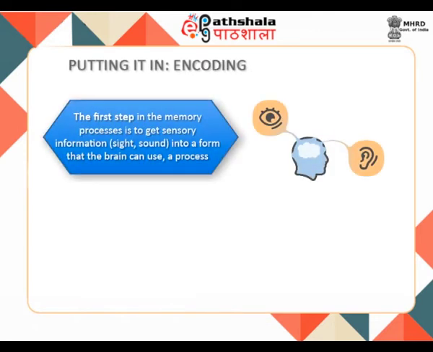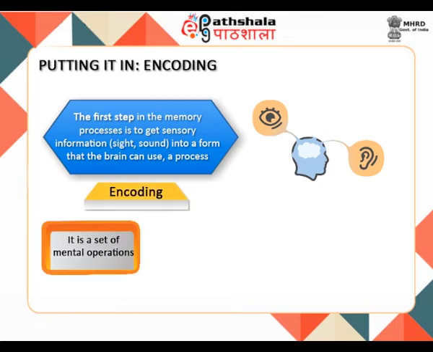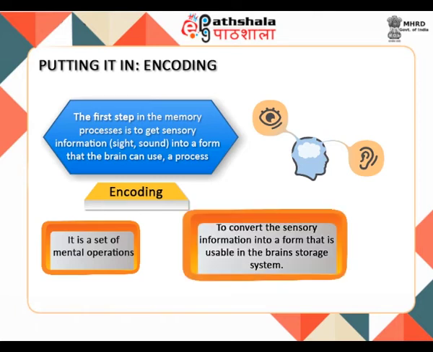The first step in the memory process is to get sensory information, sight, sound, into a form that the brain can use, a process called encoding. It is a set of mental operations that are performed by people to convert the sensory information into a form that is usable in the brain's storage system.